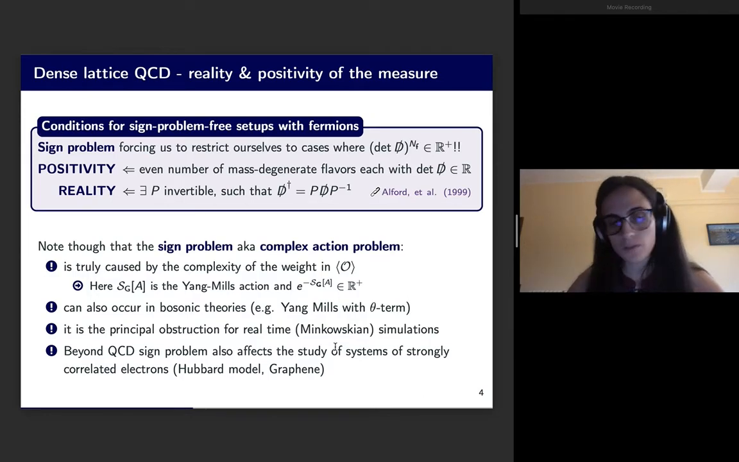And it is ubiquitous, the sign problem, in the sense that even beyond QCD, you can find out that the sign problem affects the study, for example, of systems of strongly correlated electrons, such as the Hubbard model or graphene.